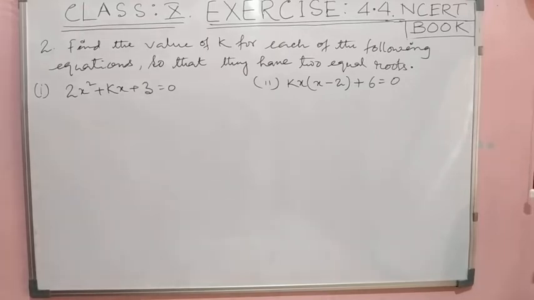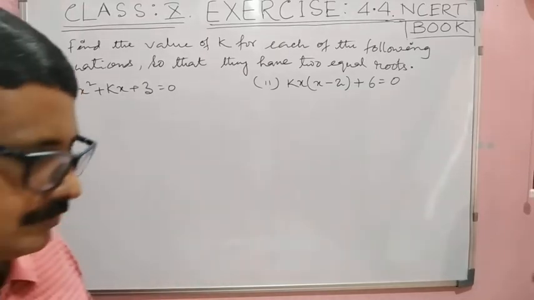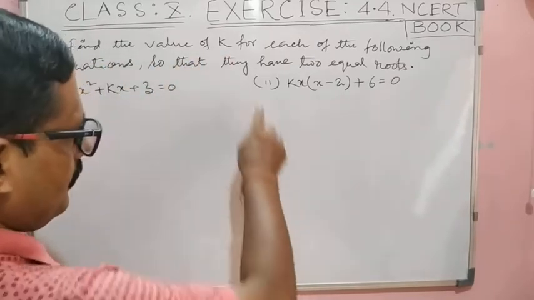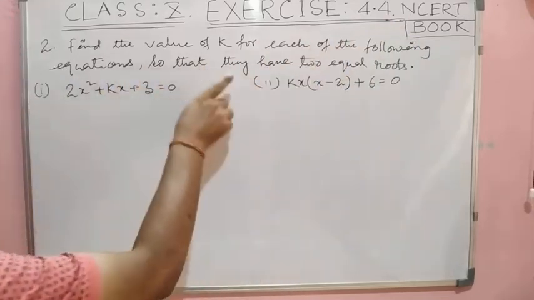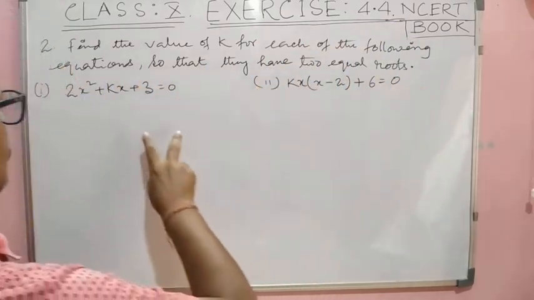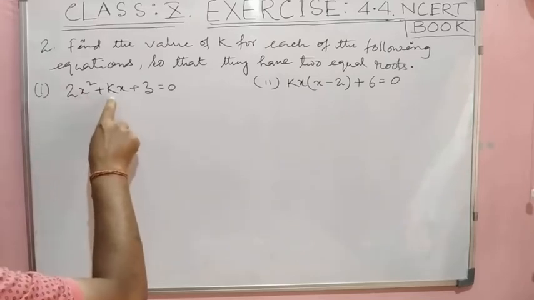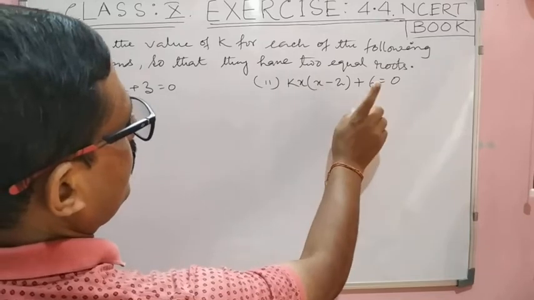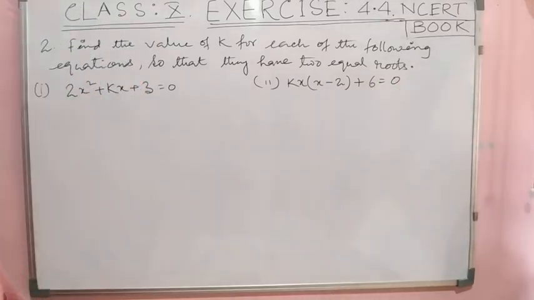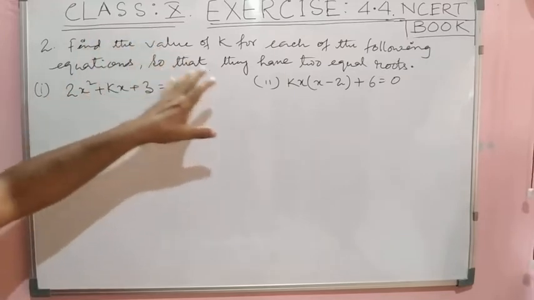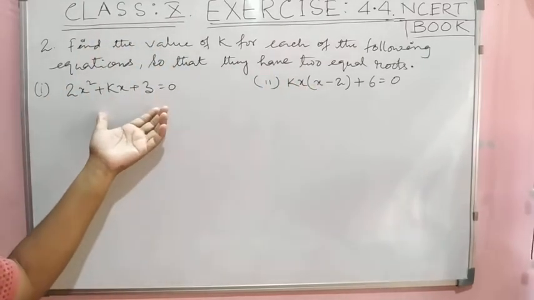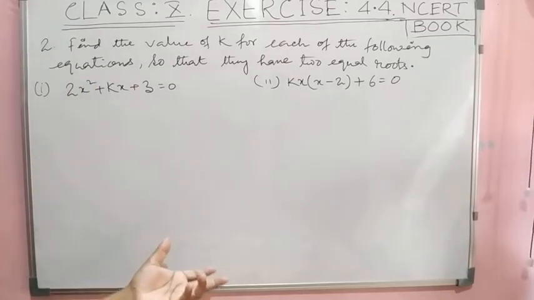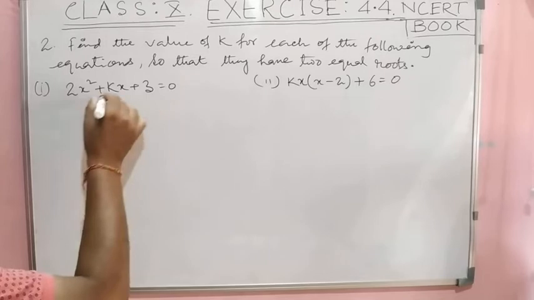Okay. Next you see question number 2. In question number 2, find the value of k for each of the following equations so that they have equal roots. So the question is given: 2x square plus kx plus 3 equal to 0. Number 2, kx into x minus 2 plus 6 equal to 0. So we are given already that the equations have equal roots, and then you have to find out the value of k. So these are very important questions. So try to practice at home. So I am showing you question number 1 first.